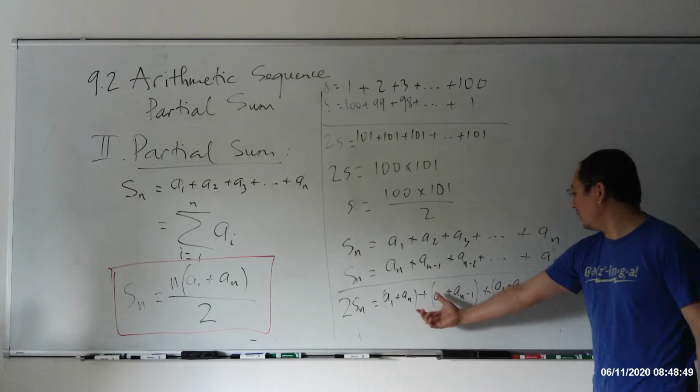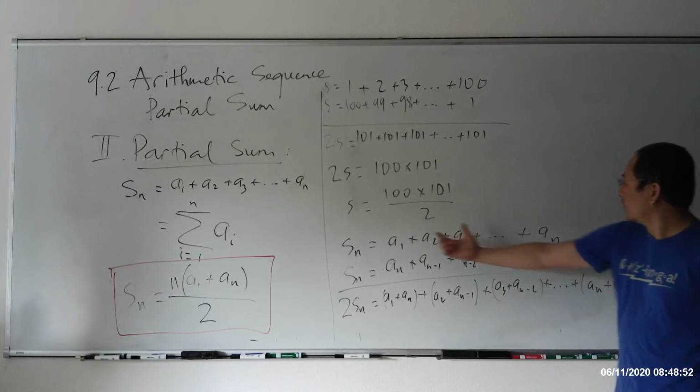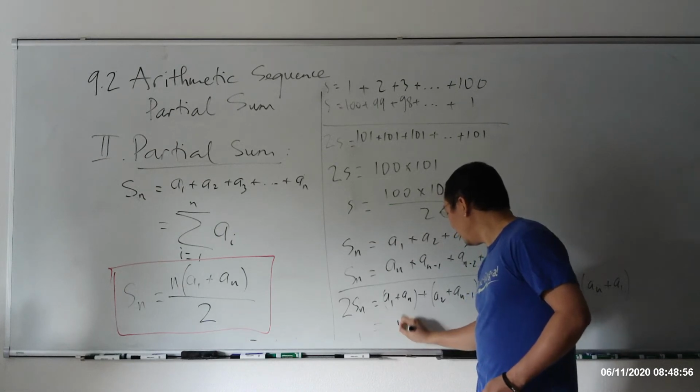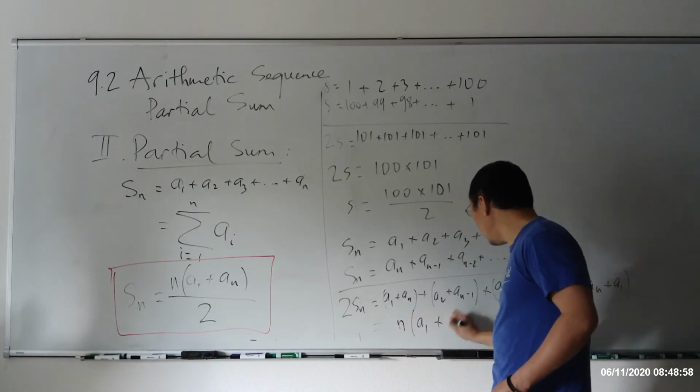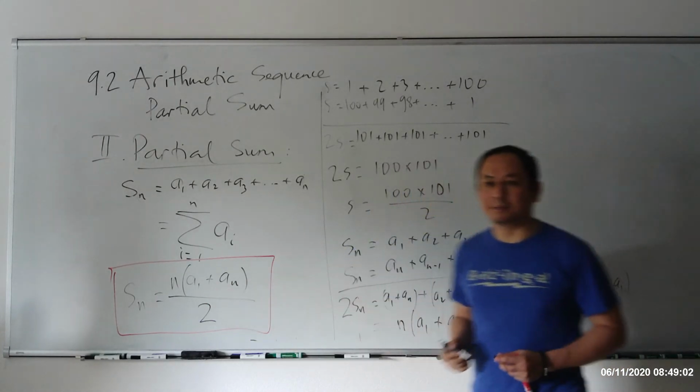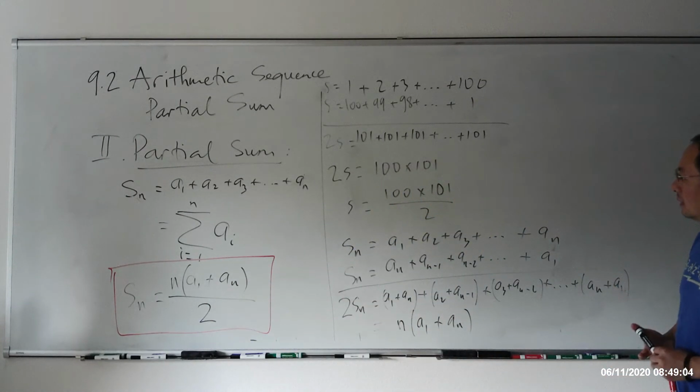The question is, how many pairs of numbers do you have here? N of those. So twice Sn is really n times A1 plus An, and all you have to do is divide both sides by 2. You have the sum.